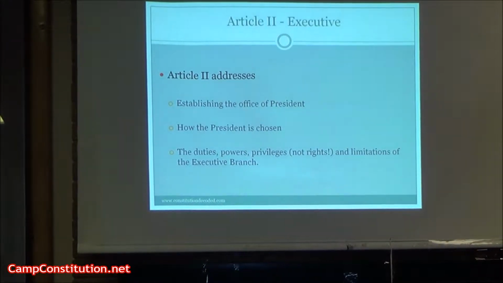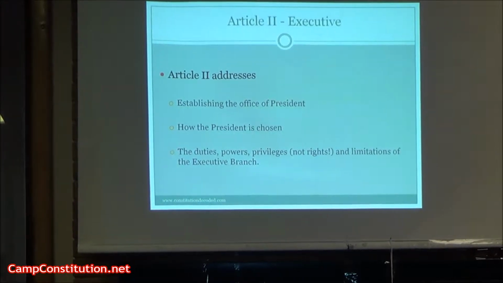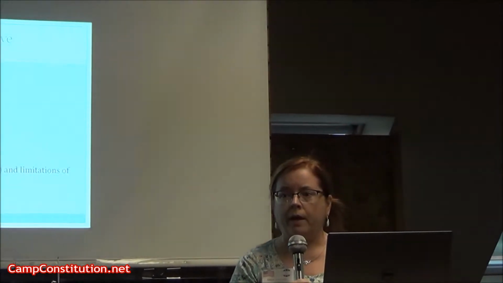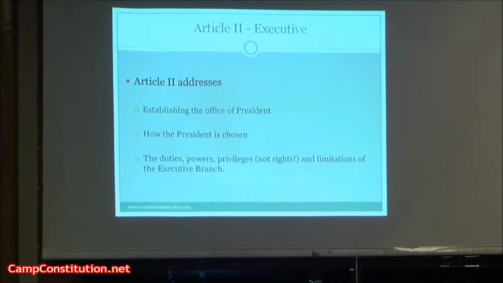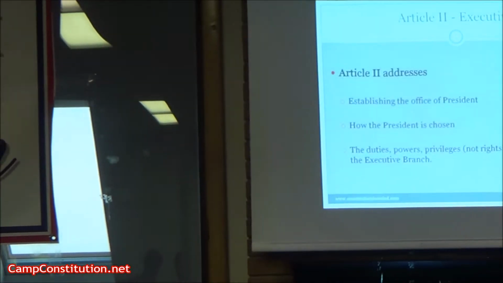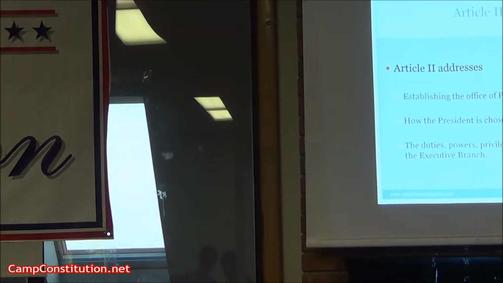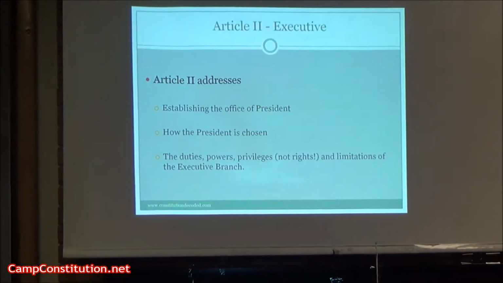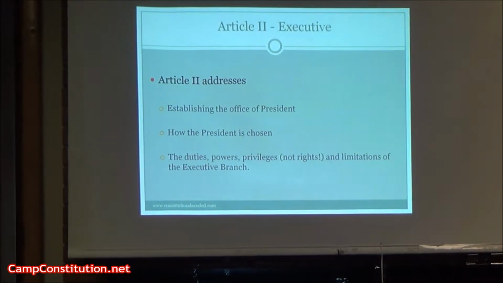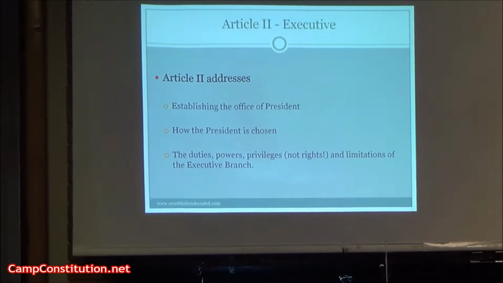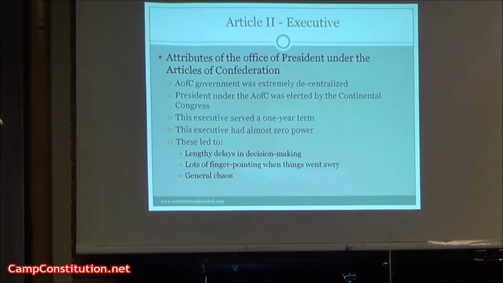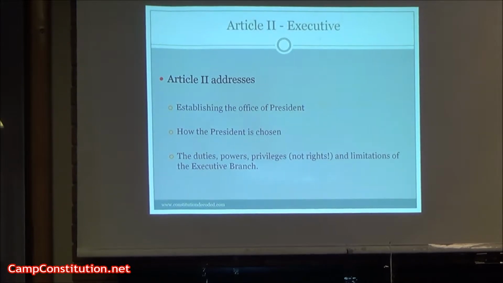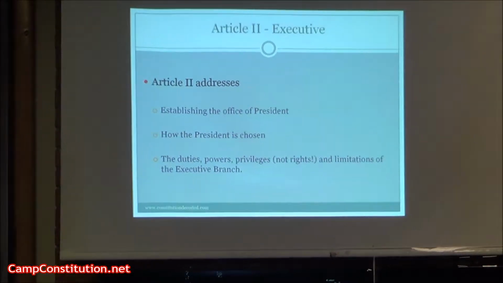All right, Article 2 addresses the issues of establishing the office of the president. It addresses how the president will be chosen and the duties, powers, and the privileges, not the rights, but the privileges of the executive branch and the limitations of the executive branch. Now, do we remember the difference between rights and privileges?